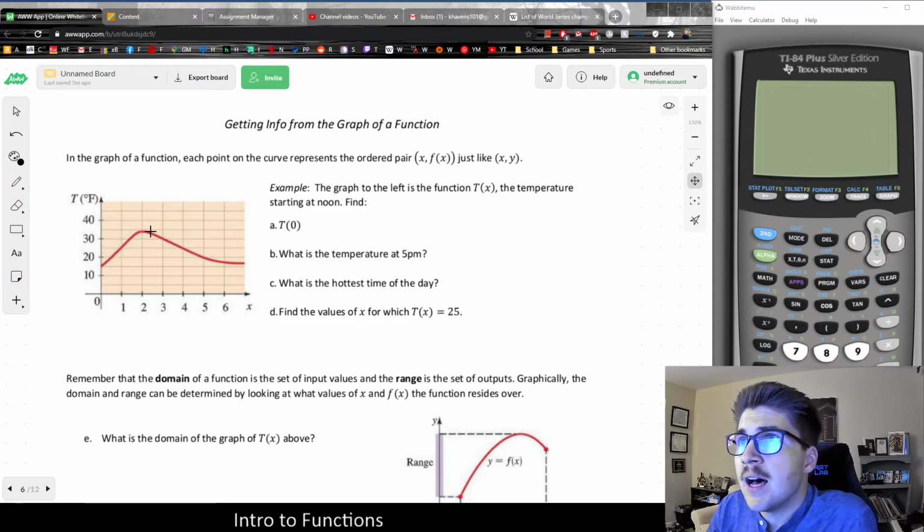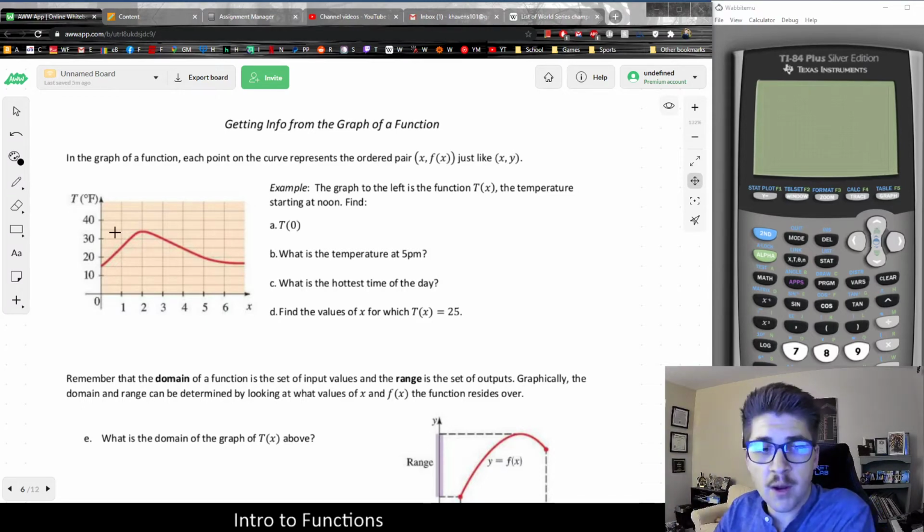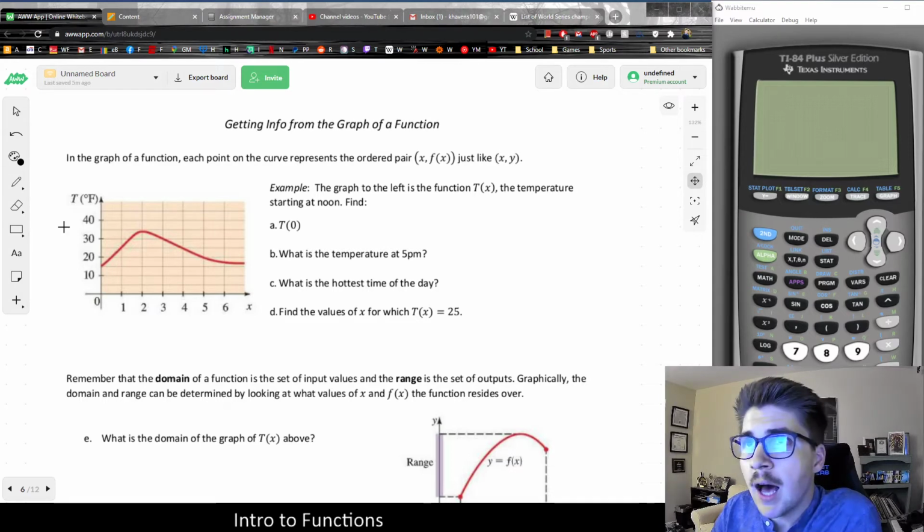It says, let's assume the graph to the left is a function T of x, the temperature starting at noon for one particular day. And this does not appear to be the temperature in San Diego, especially right now where it is 1,000 degrees. So we don't know where this is, but let's just try to read it and find some of the information to answer the questions. So first of all, it says find T of 0.